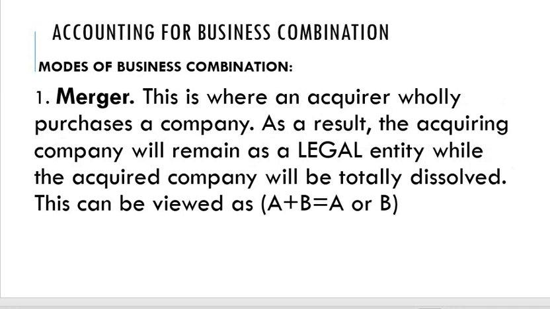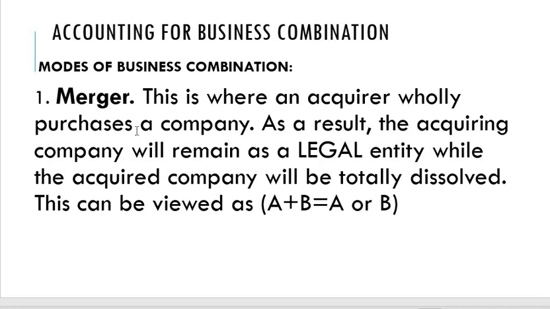There are two methods or modes wherein an acquirer can obtain control of one or more businesses. The first one is a merger. A merger is where an acquirer wholly purchases a company, or the acquirer purchases all the net assets of an acquiree. As a result, the acquiring company will remain as a legal entity while the acquired company will be totally dissolved. This can be viewed as A plus B is equal to A or B.